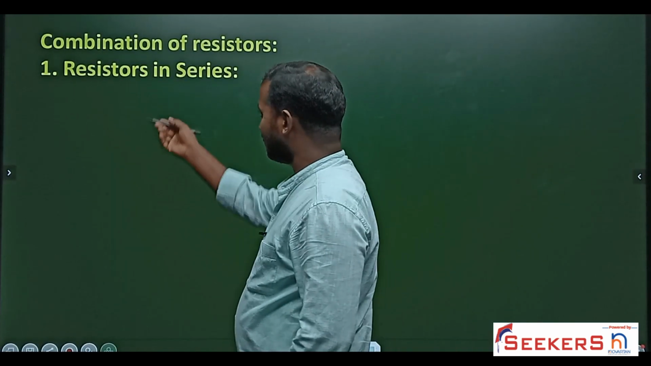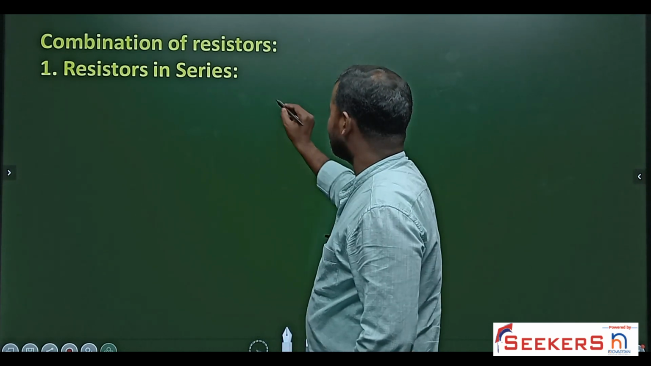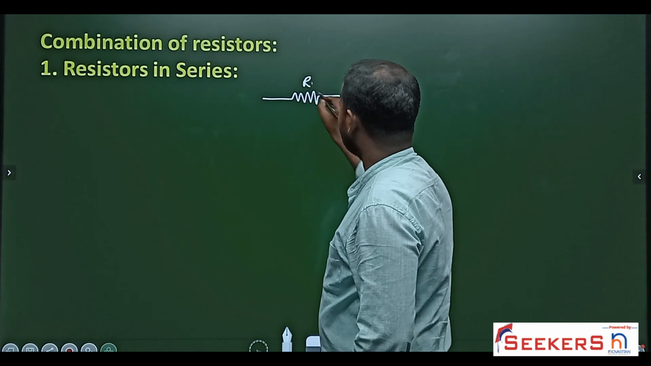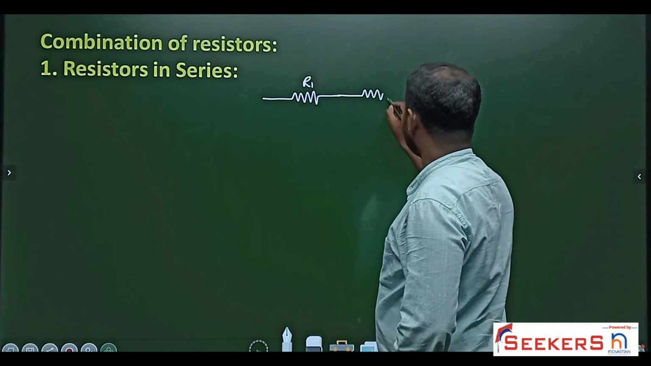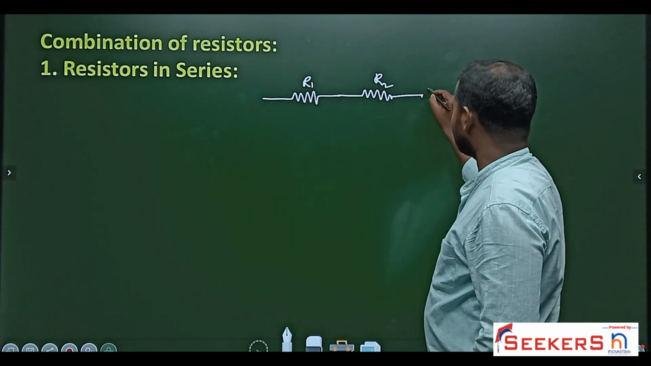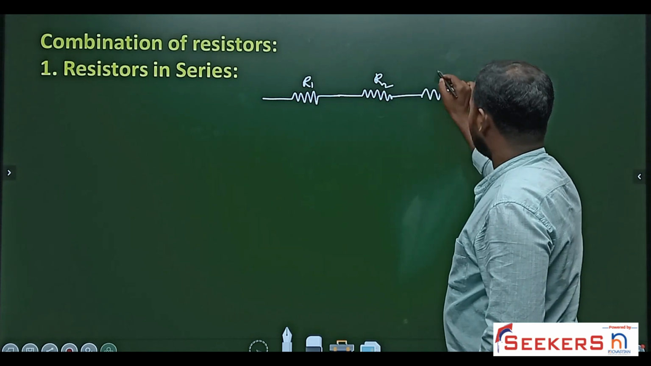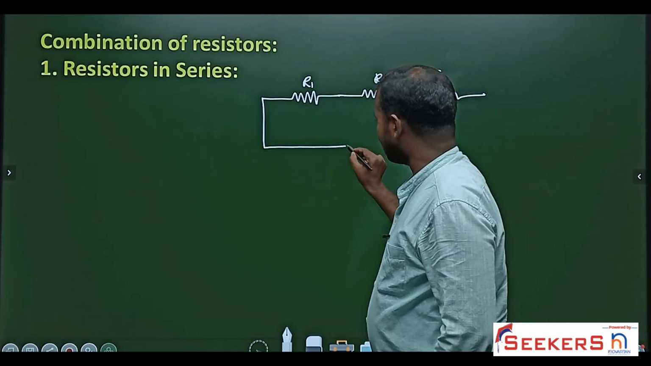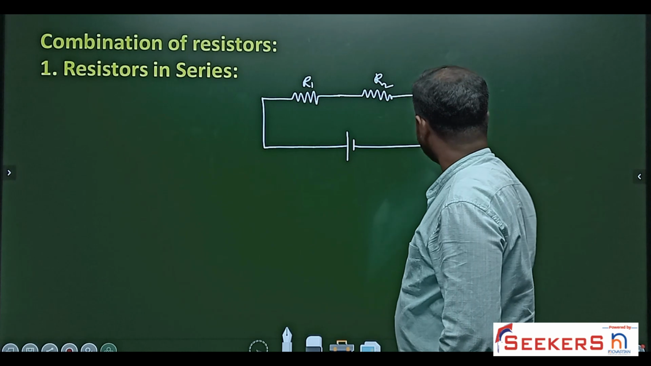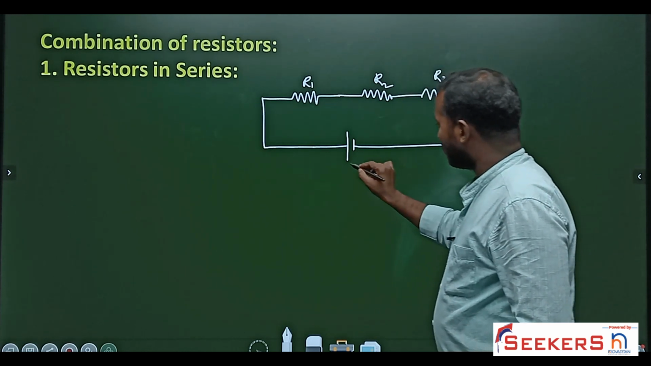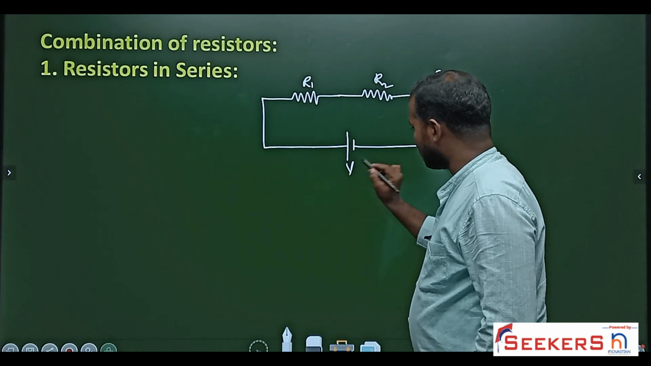Let us see the resistors connected in series first. For example, if I take a resistor R1, another resistor of resistance R2 is connected in series. Let us say one more, R3, is a resistance. Now if I connect this to a cell like this, whose potential difference or EMF is V.